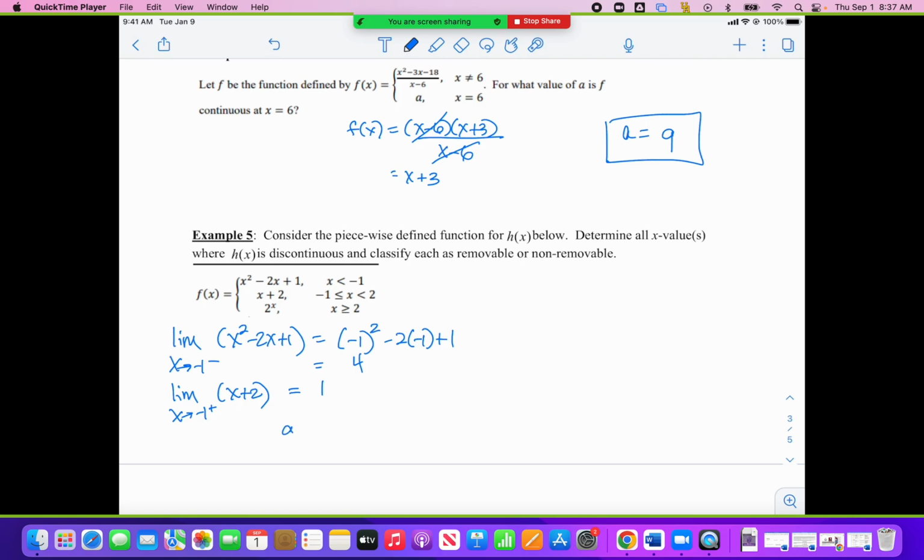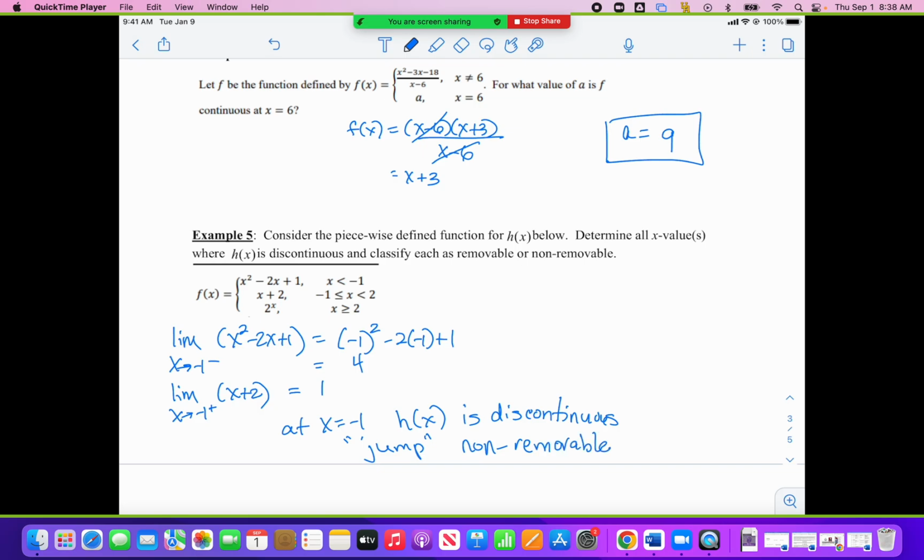All right, so at x equals -1, h of x is discontinuous. And what type is it? What's happening there? Is it a hole? It's a jump, which is non-removable.